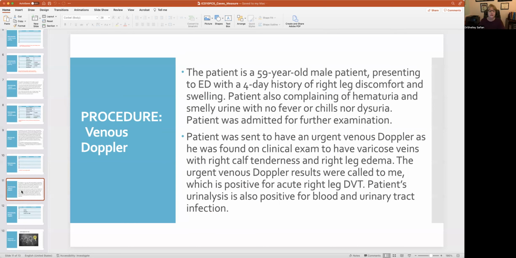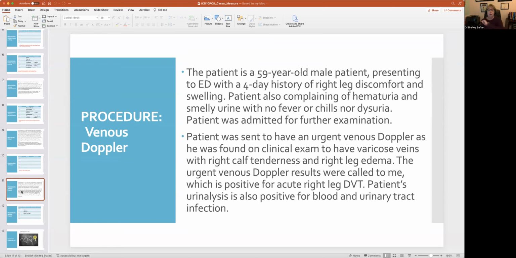All right. This is a venous Doppler, also from the imaging section. You may remember a Doppler is a form of sonogram. Okay. All right. The patient is a 59-year-old male patient presenting to the ED, emergency department, with a 4-day history of right leg discomfort and swelling. Patient is also complaining of hematuria and smelly urine with no fever or chills or dysuria.